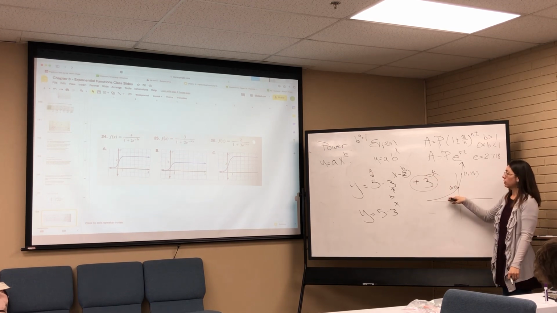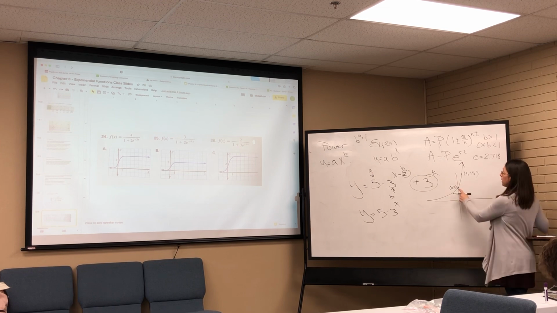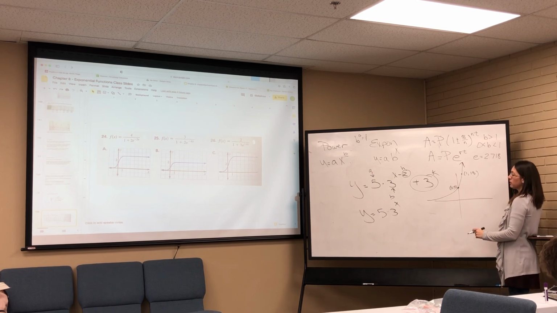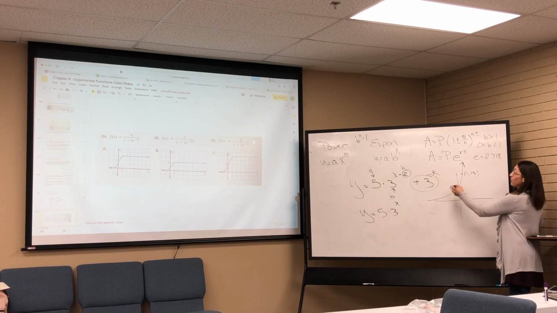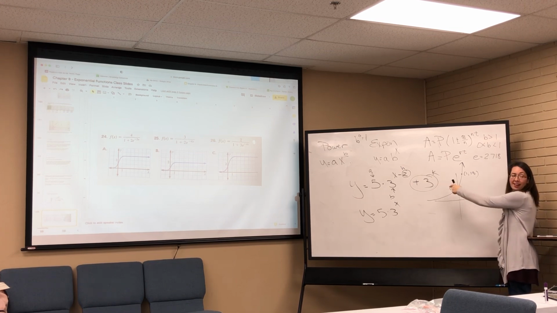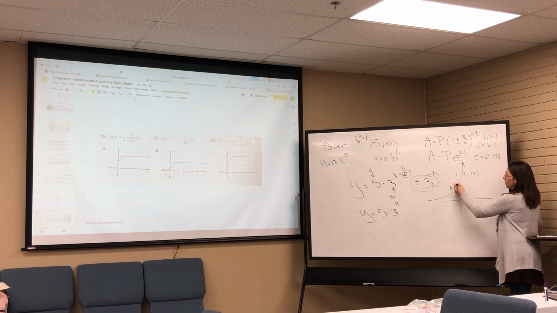It moves it up and down. So this (0, 5) moves how, according to h and k? Up 3. K is our y, so we're going to go up 3: 1, 2, 3. Over to the right, it's positive: 1, 2. So our point here is now translating here.